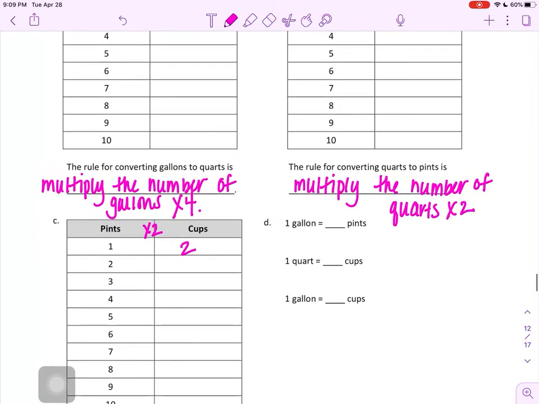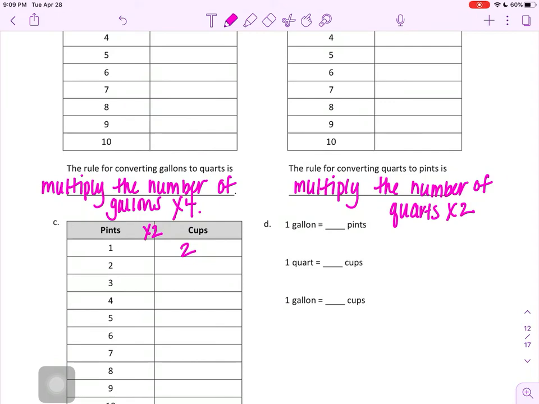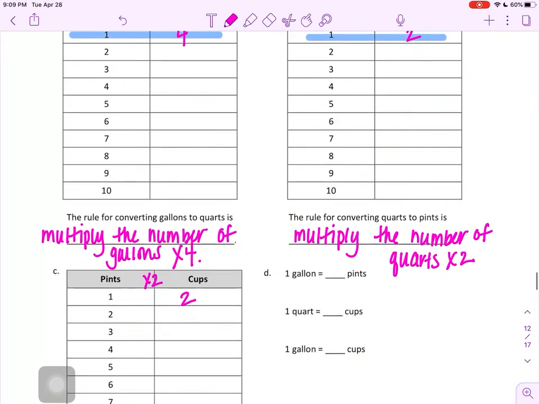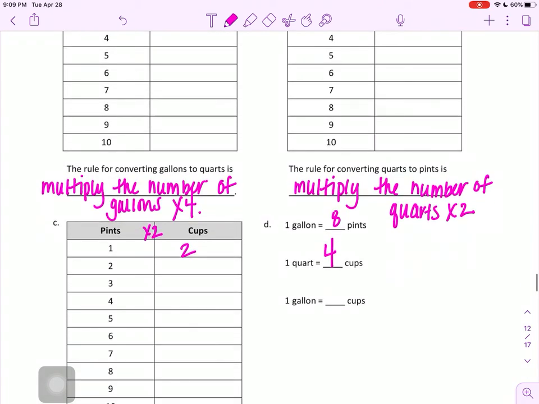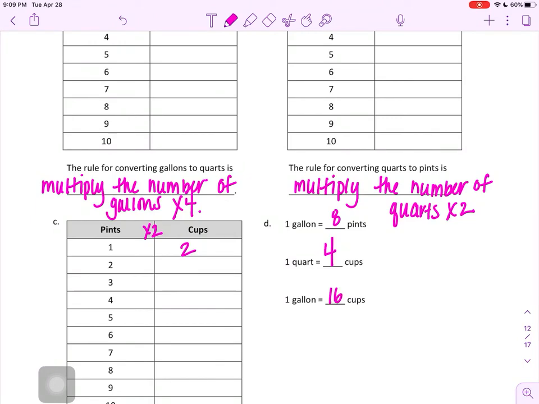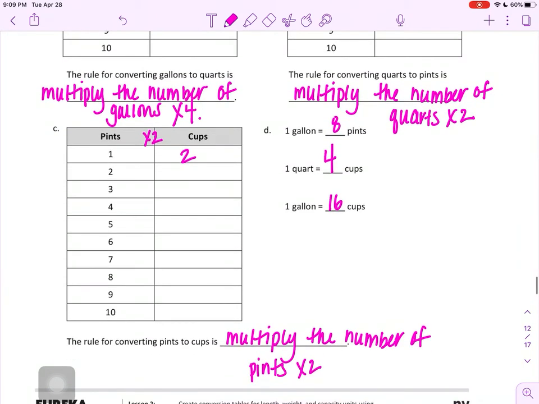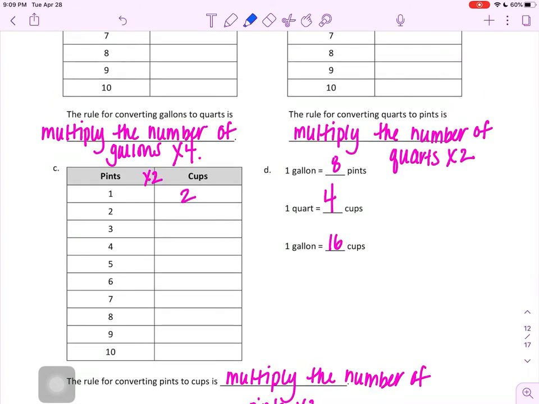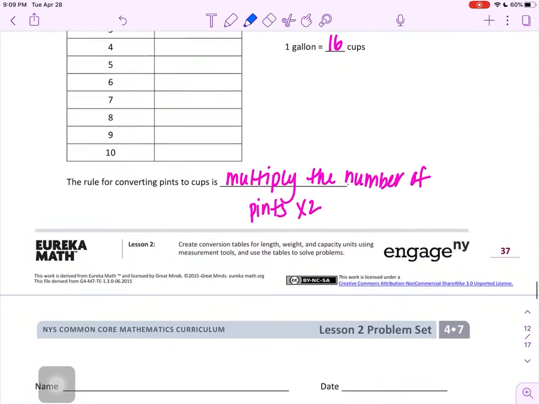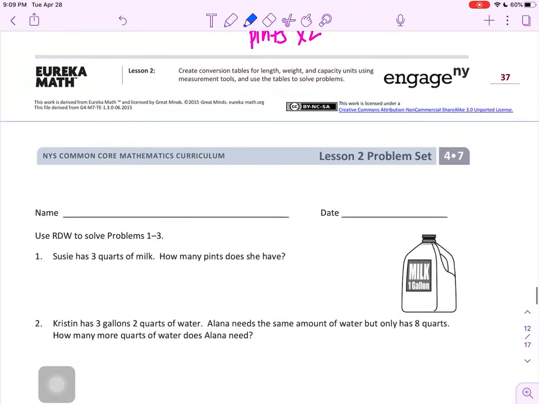Okay, so then over here, 1 gallon equals how many pints? 1 gallon is going to equal 8 pints. 1 quart is going to equal 4 cups. And 1 gallon is going to equal 16 cups. This is tricky, even for me, to keep all these conversions and numbers straight. So again, the reason we're doing these practice sheets is so you have these conversions and these equations to help you with the problem set.